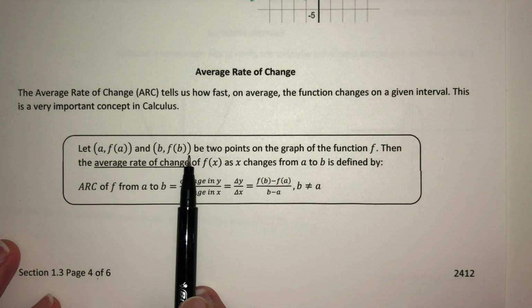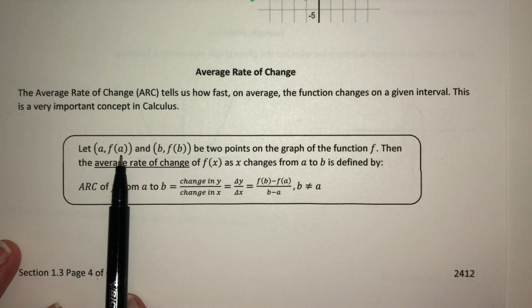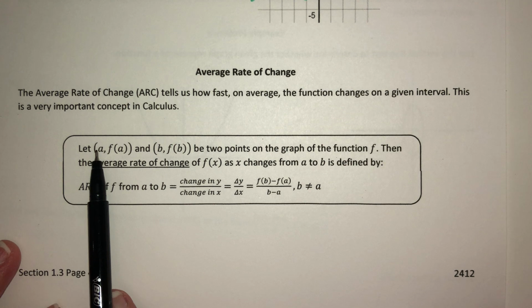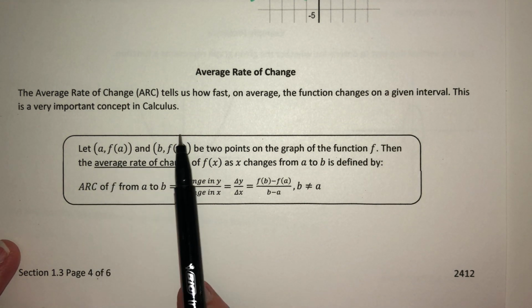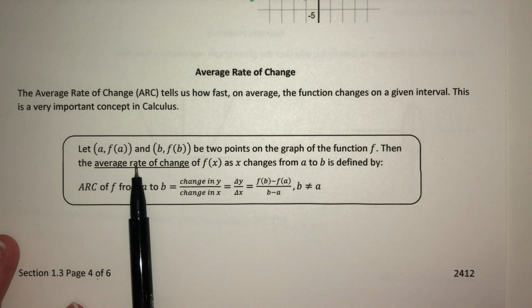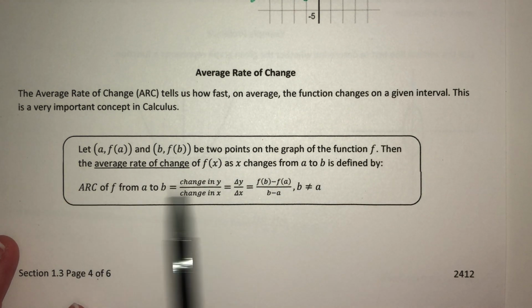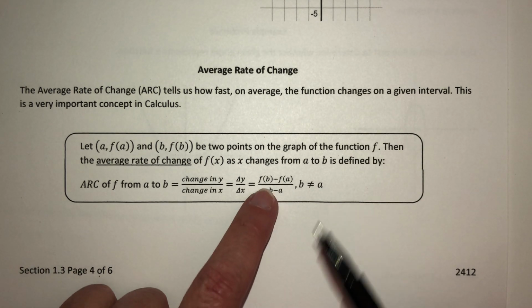So let's say we have 2 points: a, f of a. You plug in the a value, and what do you get for your y value? This is the same as when we did x1, y1, x2, y2 in college algebra. Same concept, different notation. Then the average rate of change of f of x as x changes from a to b is defined by this, okay?